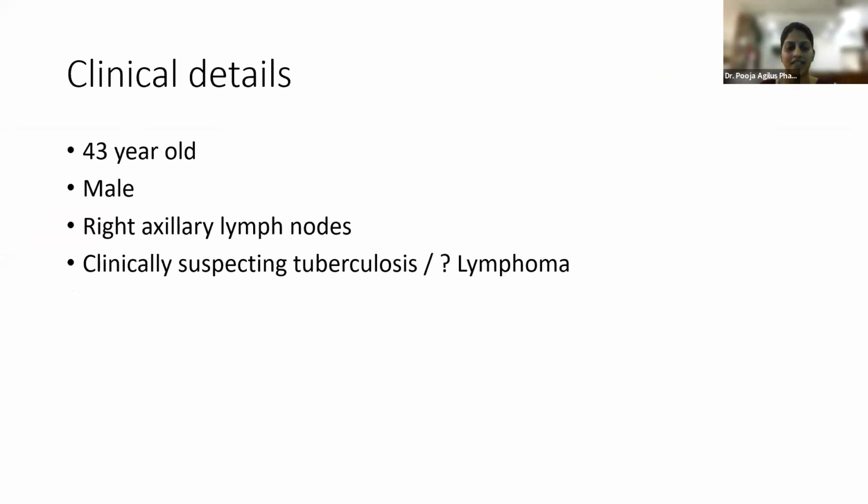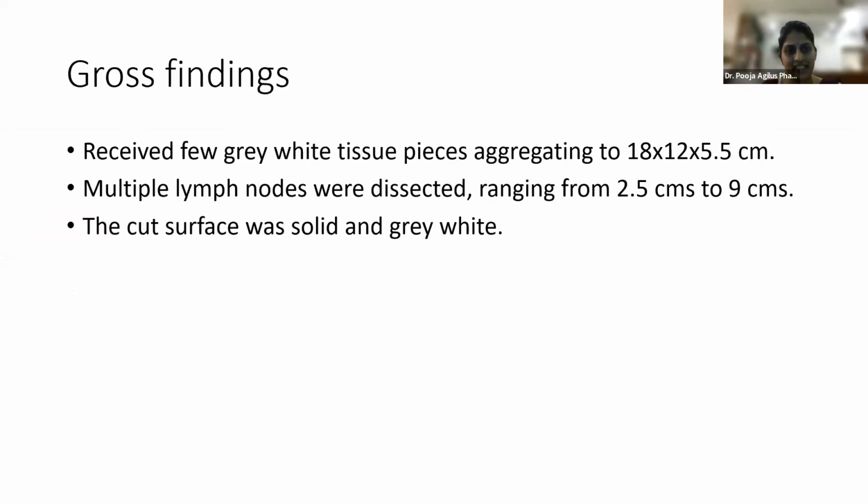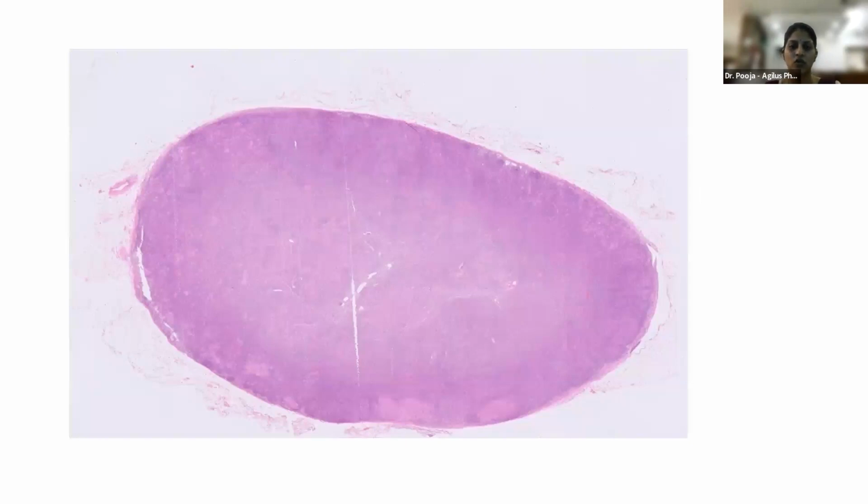So this was a 43-year-old male who had presented with some right axillary nodes. Clinically, the clinician was suspecting a very broad thing, either tuberculosis or lymphoma. When we received the gross, we received it as multiple gray white pieces aggregating to quite a big chunk, about 18 by 12 centimeters. We dissected multiple nodes from that, ranging from 2.5 to the largest, measuring about 9 centimeters. The cut surface of the nodes was solid and gray white. So we can see here one of the nodes.